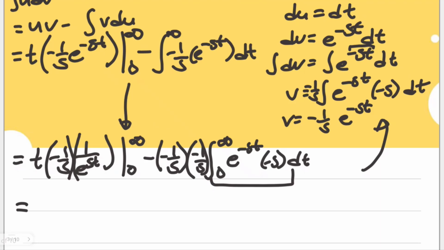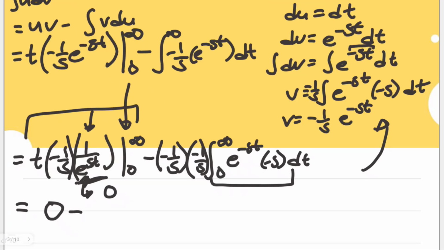Now look into this. This term here, as t goes from 0 to infinity, the entire expression will approach 0. So with that, this entire first term is 0 itself, since it approaches 0 as t approaches infinity. Now, you will have this form minus 1 over s squared, because you have negative times negative here. And then the integral of this is e to the power of negative st, again the same, 0 to infinity.